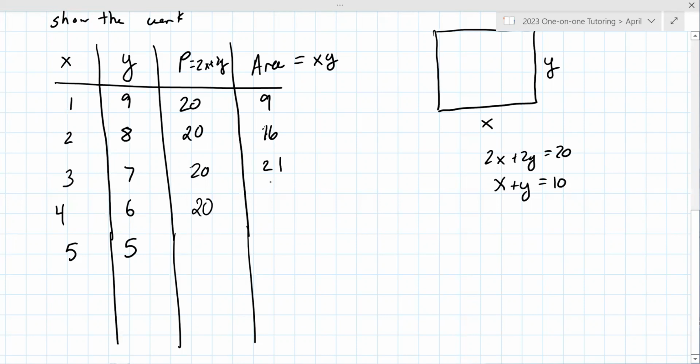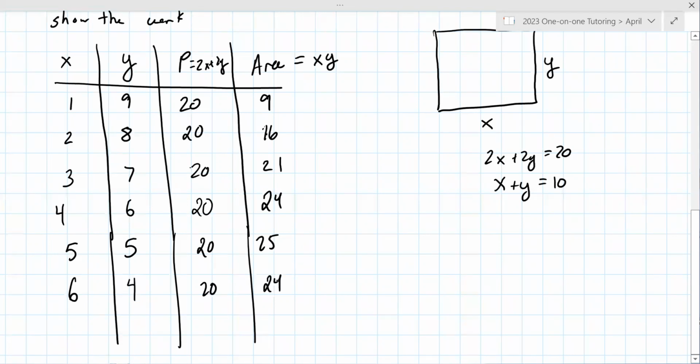You're multiplying 4 times 6. Oh, 24. Good. How about for the next one? 20 and 25. Yes. Now watch this. When we go the other direction, like let's say we make x 6 and y 4, we actually already have that. And you'll see the numbers start to go down this time.